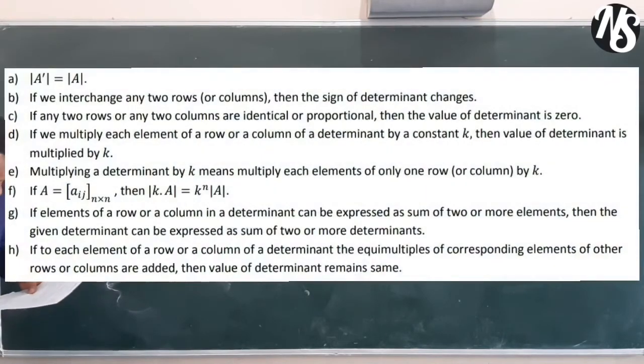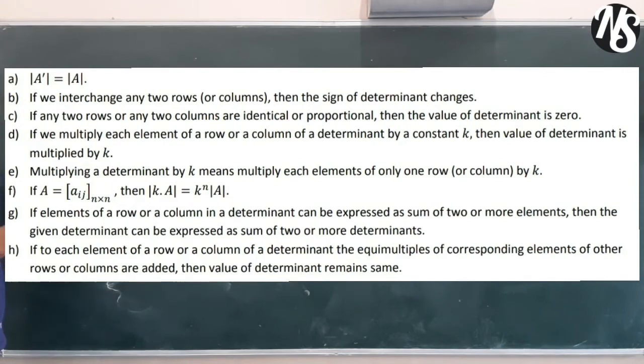Let's see the next property, which says if we multiply each element of a row or a column of a determinant by a constant k, then the value of the determinant is multiplied by k.